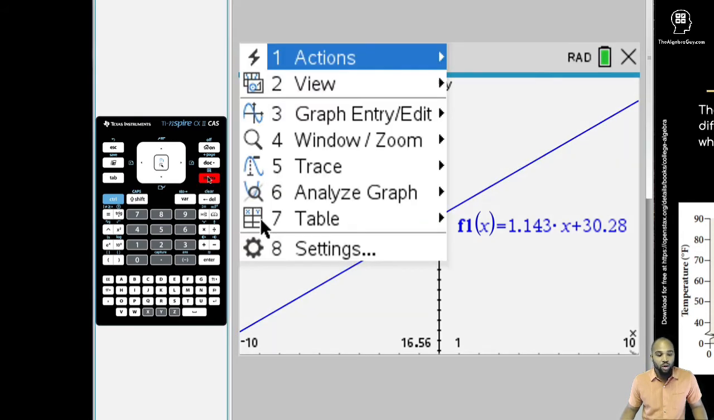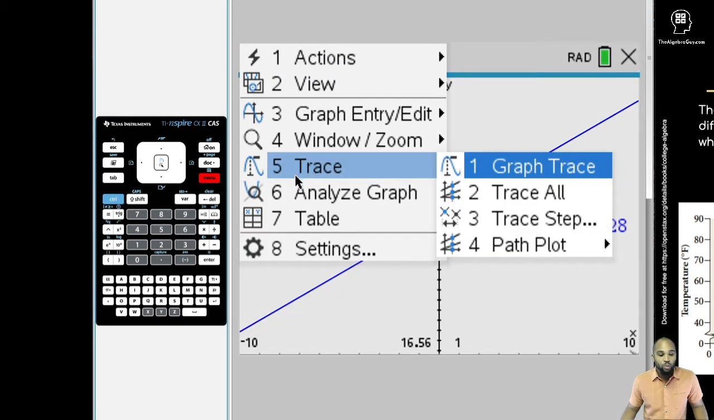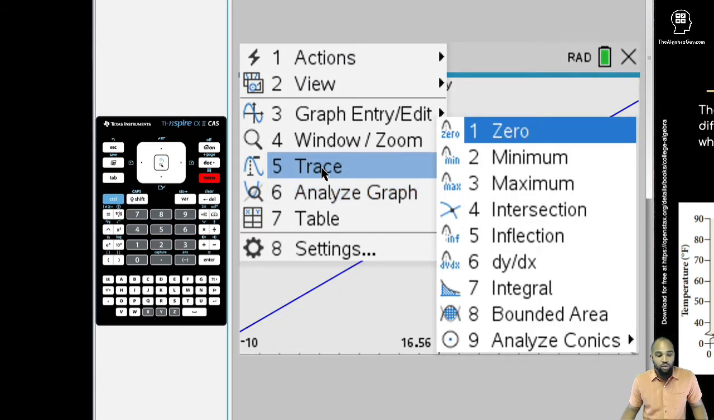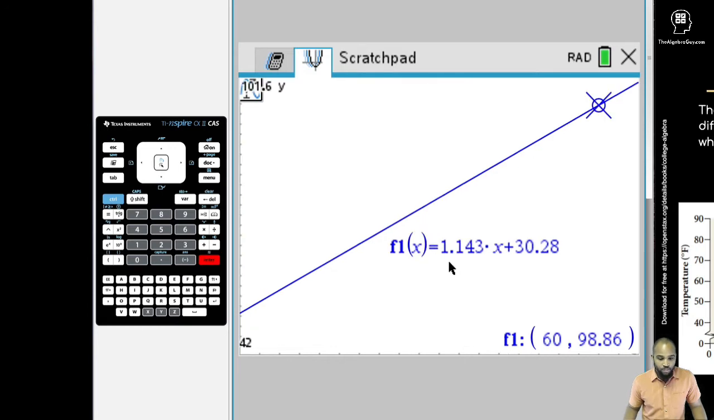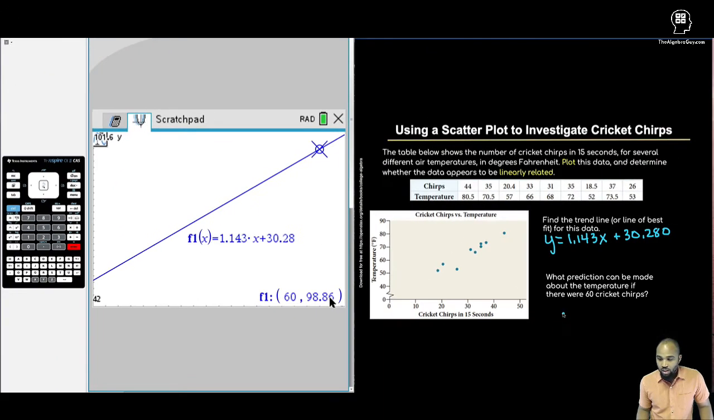So I've shown you how to work that a couple of different ways before. One way is to trace the graph. So if I do a graph trace and I type in my x value that I'm looking for, which in this case is 60, it automatically comes up x equals 60, and I'm going to press enter. So look, it's telling me that it's about 98.86. So there's my answer. It's going to be 98.86 degrees, Fahrenheit. So there, we're done.